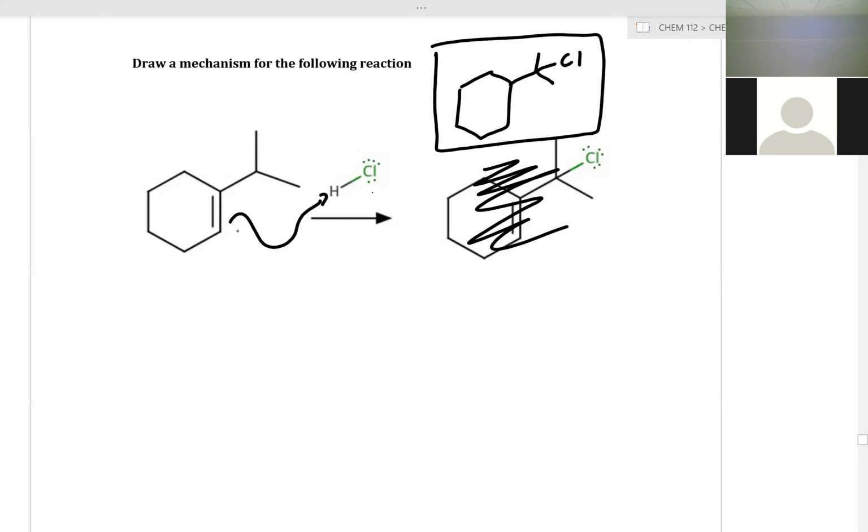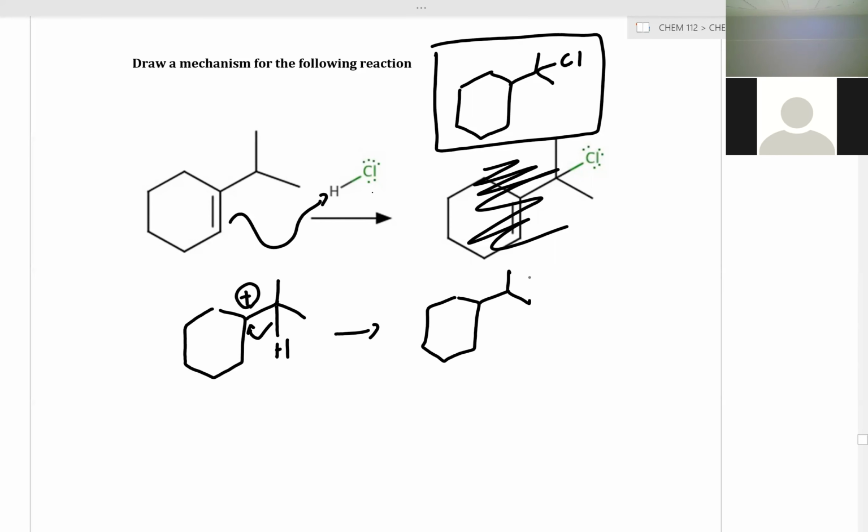So we protonate our alkene, and we generate preferentially our tertiary carbocation. We have a carbocation shift, followed by addition of our halogen to yield our tertiary alkyl chloride. Perfect.